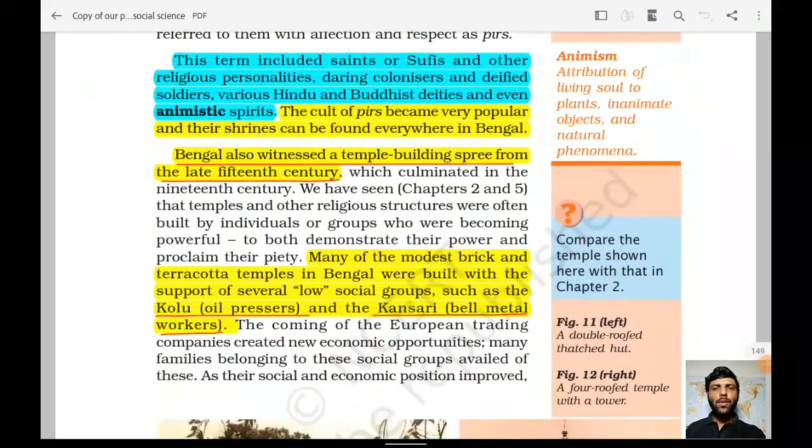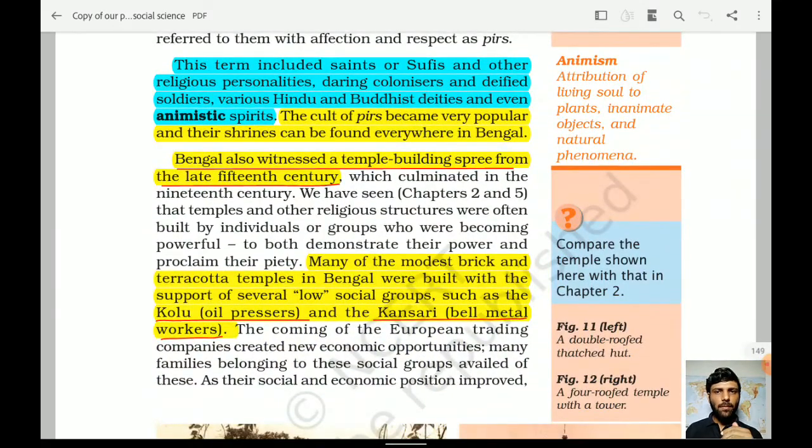So now we will first read the yellow portion. The cult of pirs became very popular and their shrines came to be found everywhere in Bengal. So what was the term it is referring to? Now we will move on to the blue portion. This term included saints or Sufis and other religious personalities during colonizers.